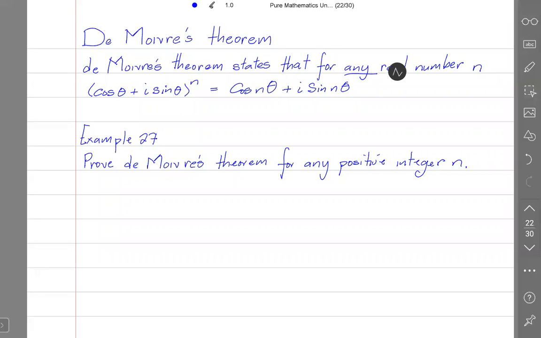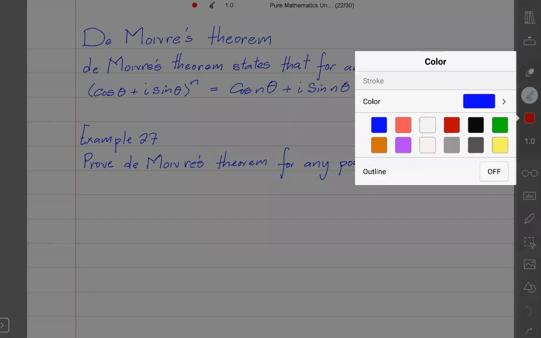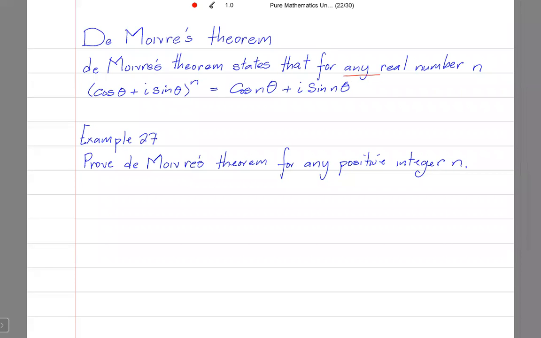All right, I don't like to write and work out with the same color ink. So let's change the ink. So for any real number n, the Morse theorem says that cos theta plus i sine theta raised to the n power is equal to cos n theta plus i sine n theta.